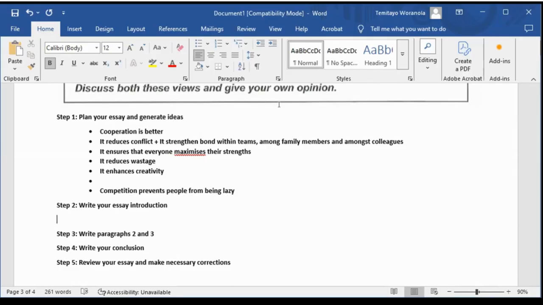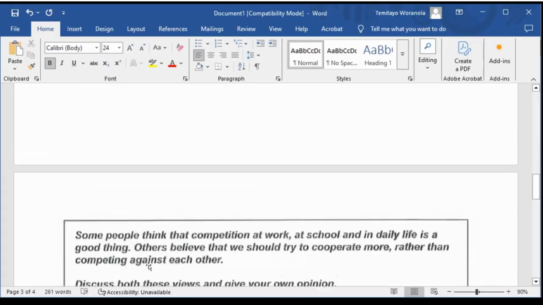Number 2 point is that your introduction should contain a paraphrase of the question prompt. You see this part that says some people think that competition at work, school, and in daily life is a good thing. Others believe that we should try to cooperate more rather than competing against each other. That is what we call the question prompt. I must paraphrase it in my introduction. So the first thing I will write in my essay is this question prompt.